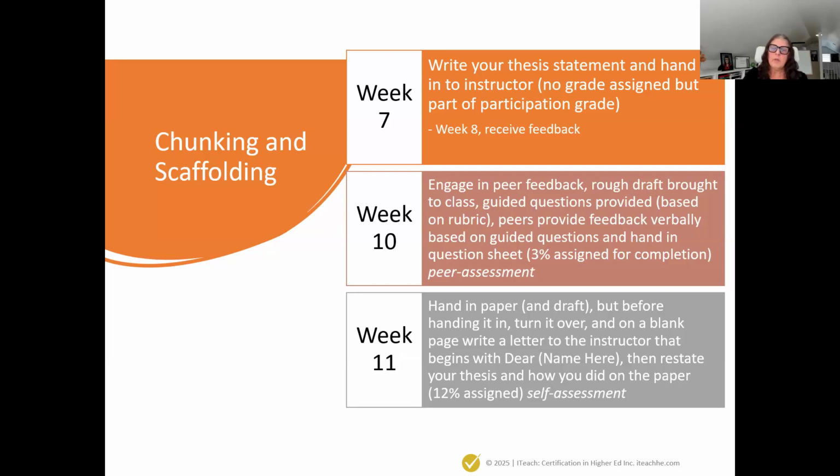Then they would have a couple weeks to write their draft of their paper, and they would bring it in. Everybody would have the rubric. I'd have some guided questions, and here they would get peer feedback. So this would teach them how to read someone else's paper and how to give feedback based on the guiding questions that I had for them. They got 3% to do this activity, so that was part of their grade. And then the next week, they would hand in their paper with the draft.